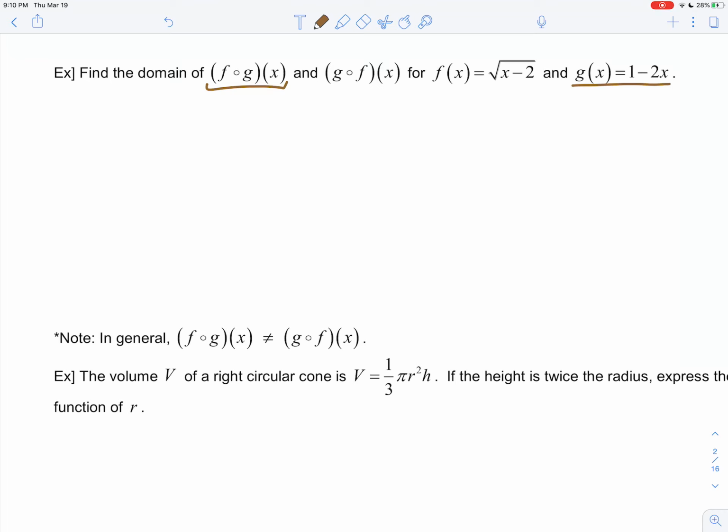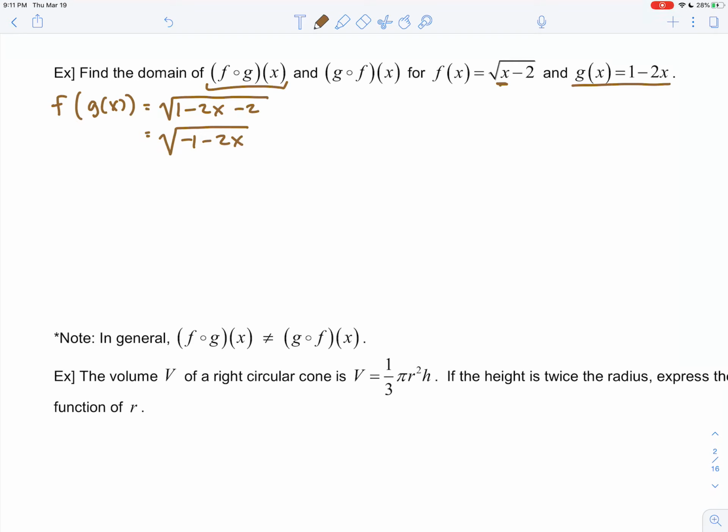So we can go ahead and just move on to finding the composite function f of g of x. You're just plugging in the entire function g into f. So here where you see x, we're instead going to write 1 minus 2x. So this is f of g of x, which I can simplify a little bit. I have 1 minus 2, which is negative 1.